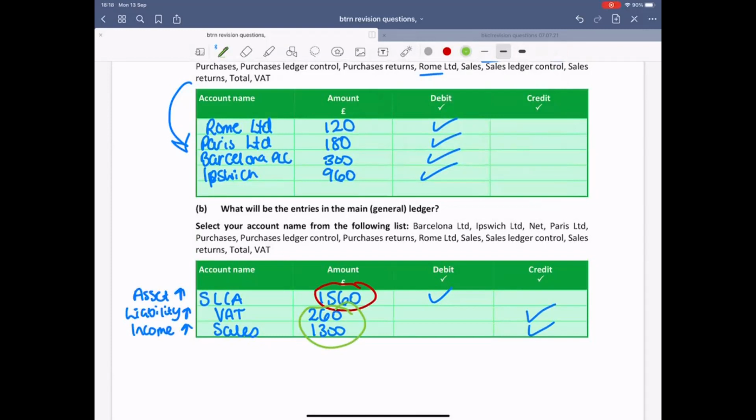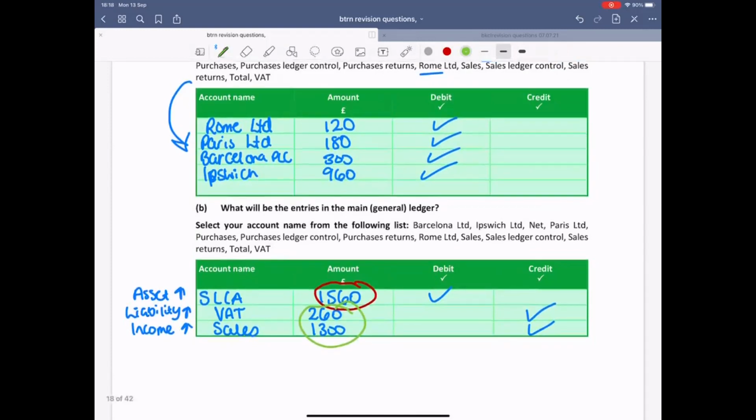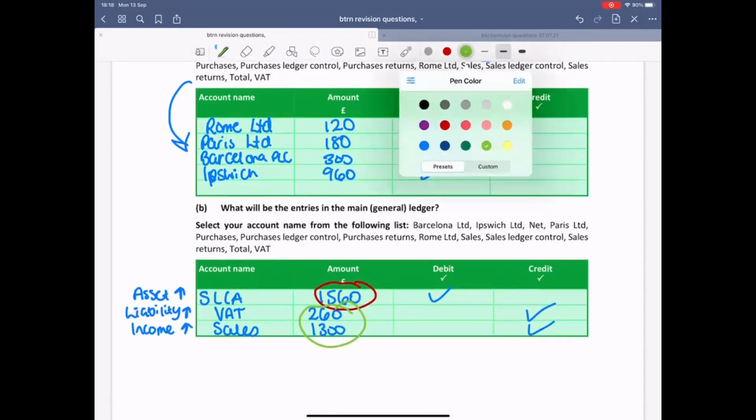So that's task 6 in our bookkeeping transactions. Any questions at all? Pop them in the chat box.